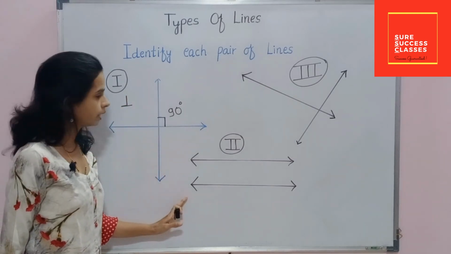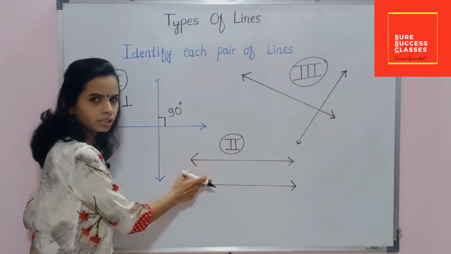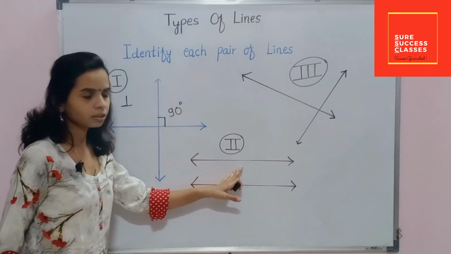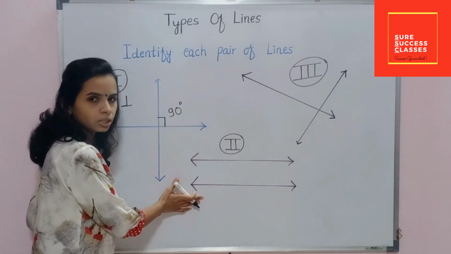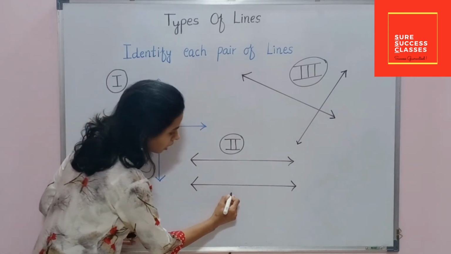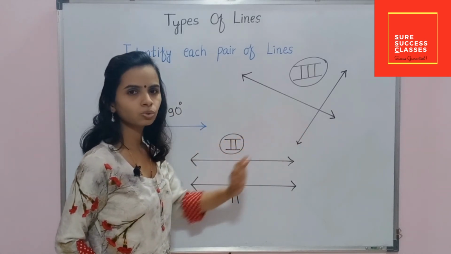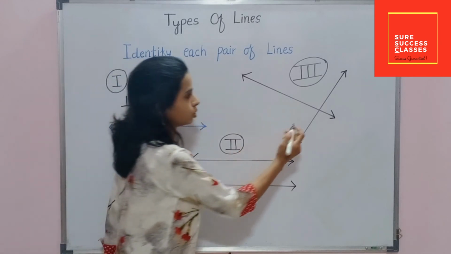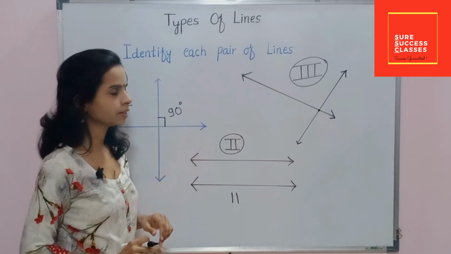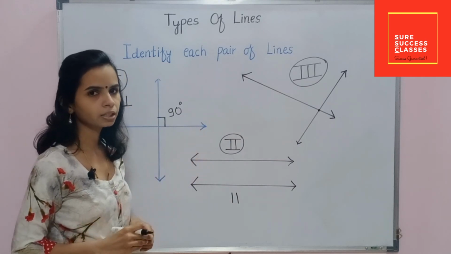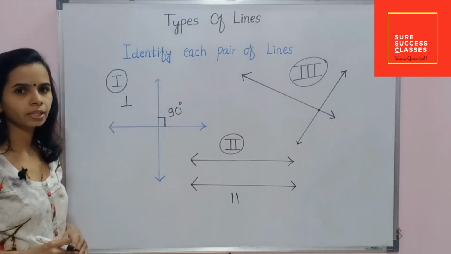In next question, these two lines are having same distance between them and they never intersect each other. At that time, those lines are called parallel lines. And in third, these two lines only intersect each other at a point, or cross each other at a point. At that time, those lines are intersecting lines. In this way, we can find different types of lines.